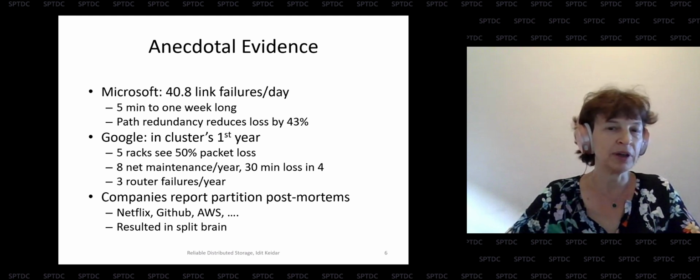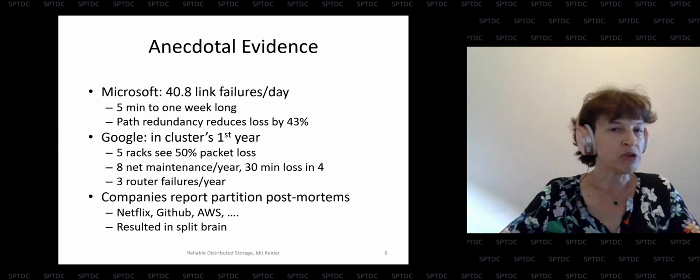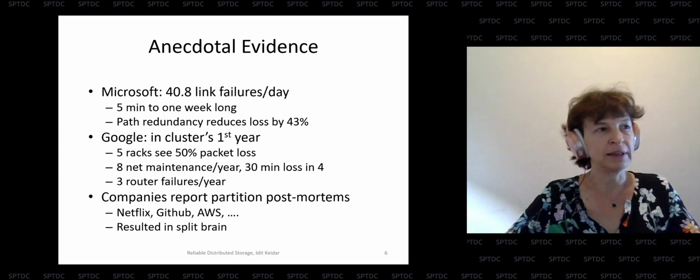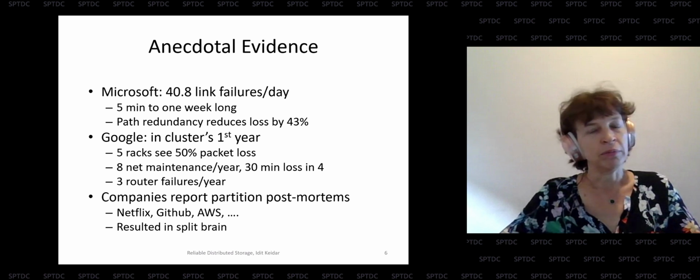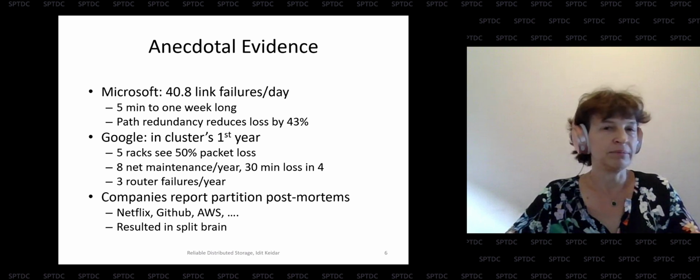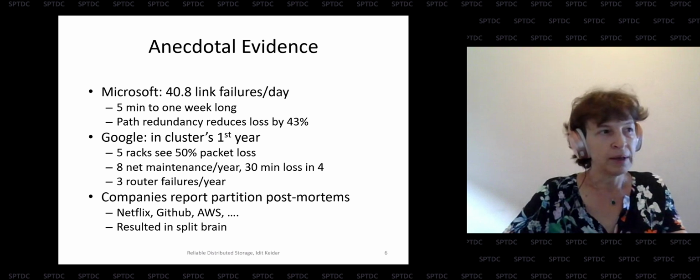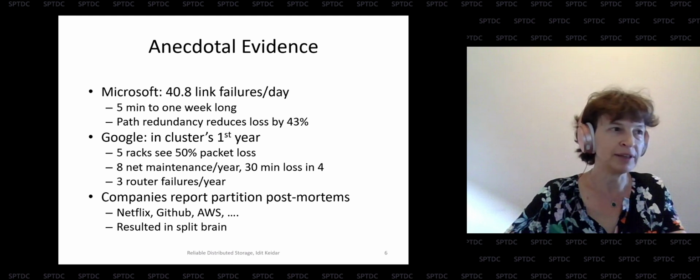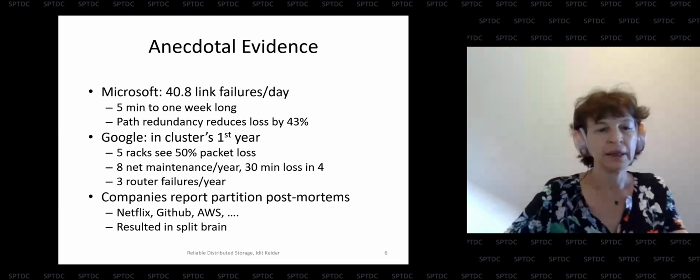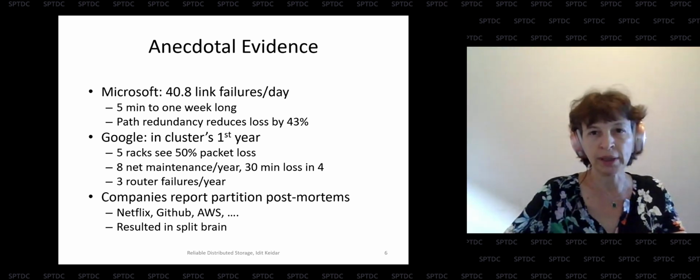Google reported that in every cluster's first year, 5 racks see 50% packet loss, and a lot of work is lost on maintenance and router failures. Some companies had more serious failures because their systems were not designed to work correctly despite the failures. There were some famous split brain scenarios in Netflix, in GitHub, in AWS, where the data became corrupted and inconsistent because the system was not designed to work correctly despite asynchronous communication failures.